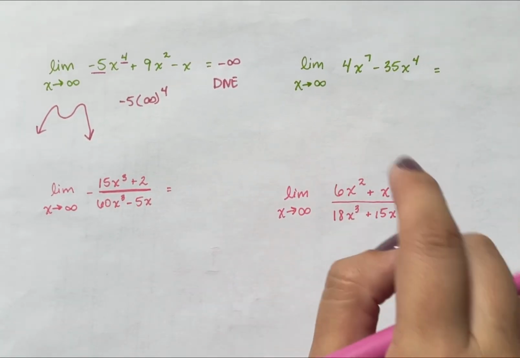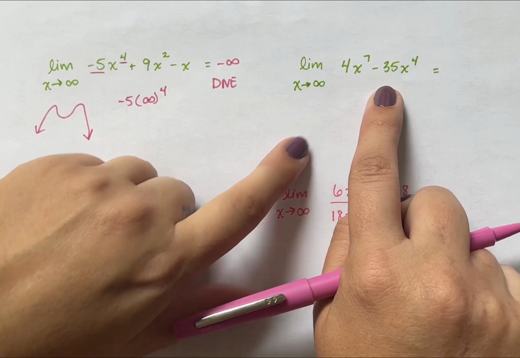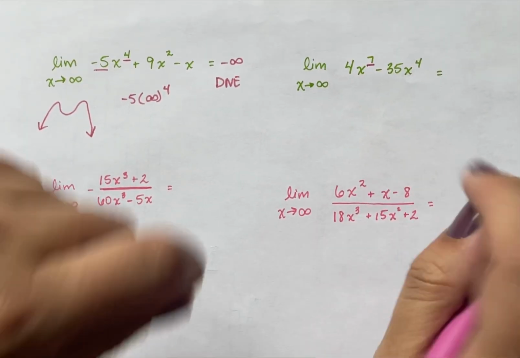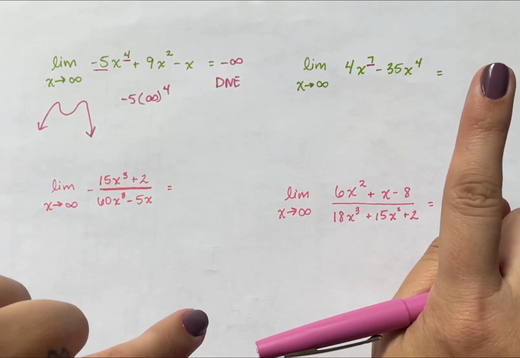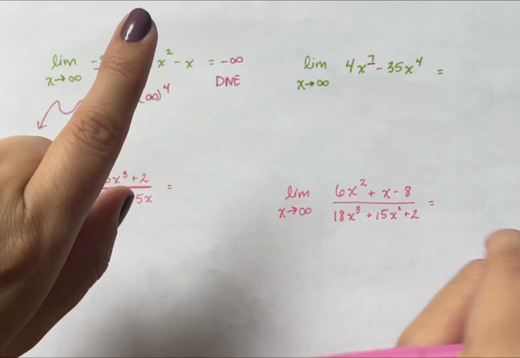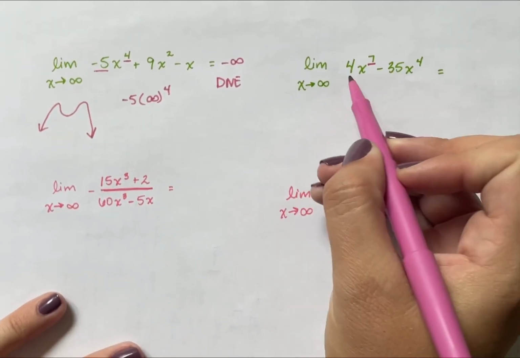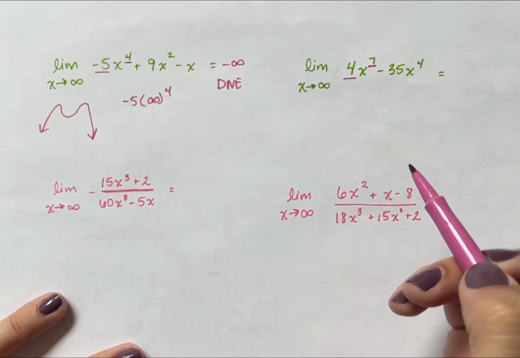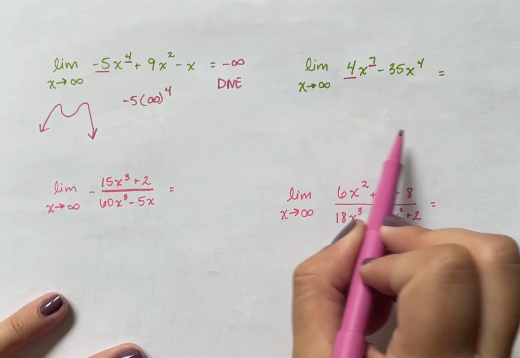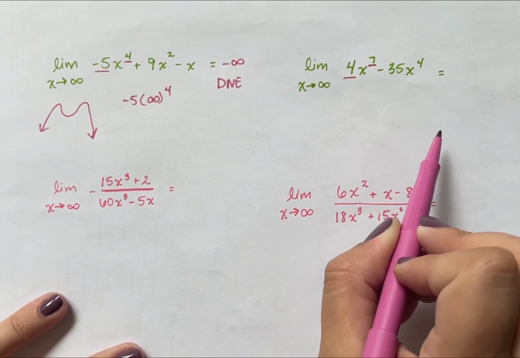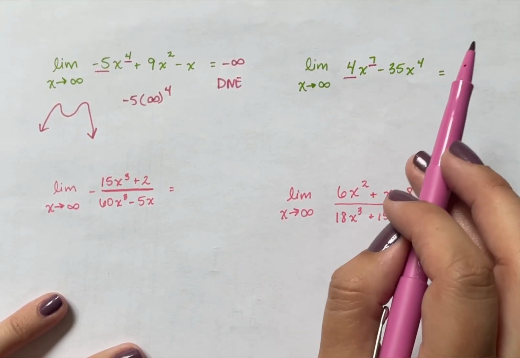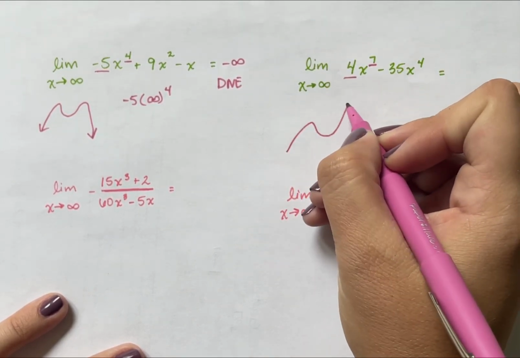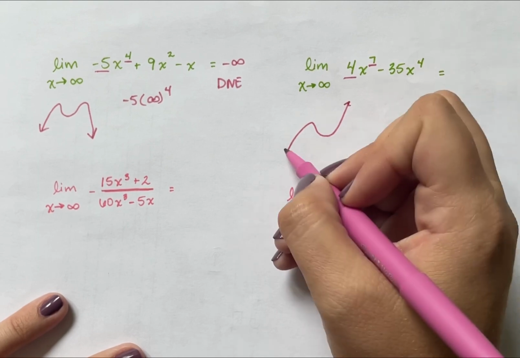Let's look at this one. Again, we have just a polynomial function here. The degree 7 is odd. That tells me the end behaviors will be going in different directions, either down and up or up and down. And the leading coefficient is 4. That's a positive leading coefficient, which means as x goes to positive infinity, or to the right, y should be going up toward positive infinity. So this is going to look something like this.